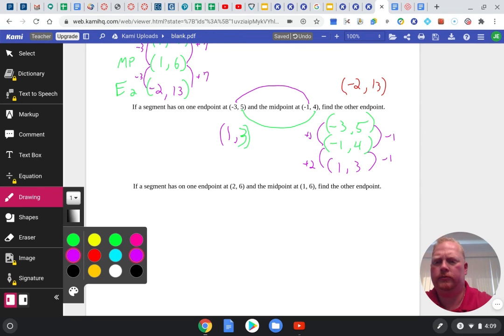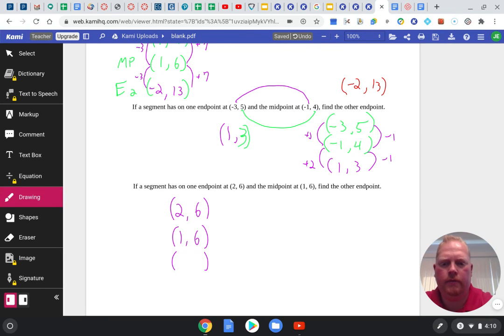Let's do one more. So one endpoint is at (2, 6). The midpoint is at (1, 6). So from 2 to 1, subtract 1, so that'll take us down to 0. And the y-coordinates, it's 6 and 6, well, nothing changed. So this one's not going to change either. And that's how you find the endpoint when you're given a midpoint and the other endpoint.